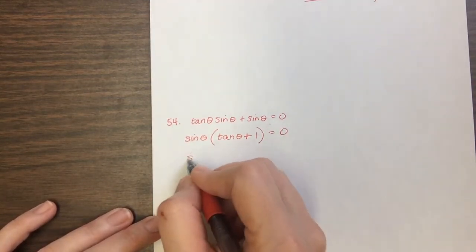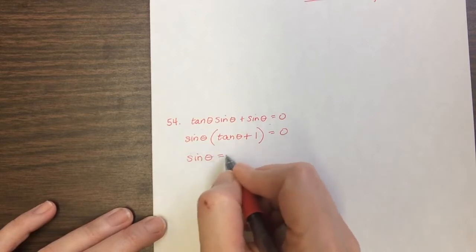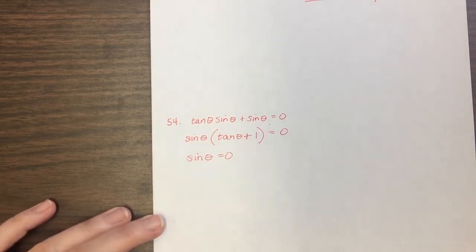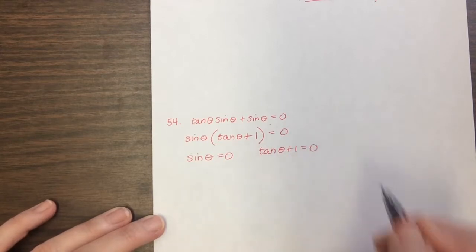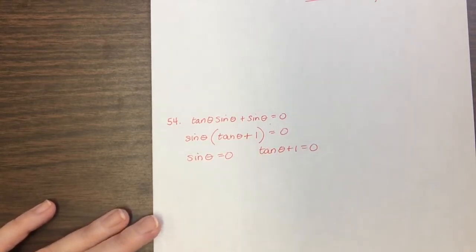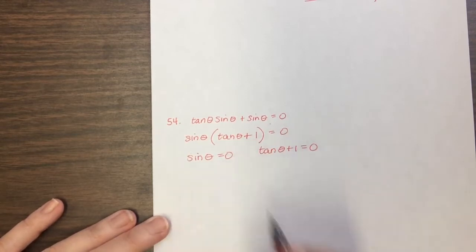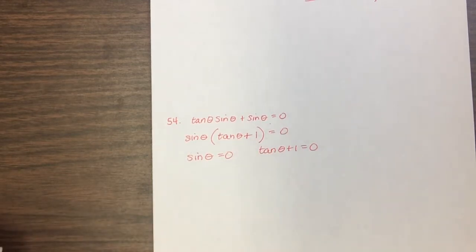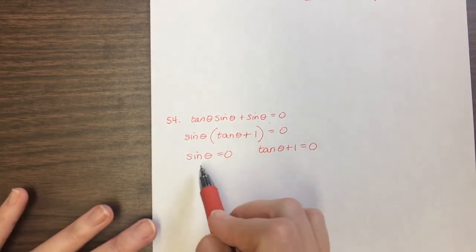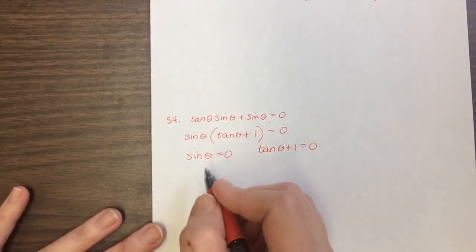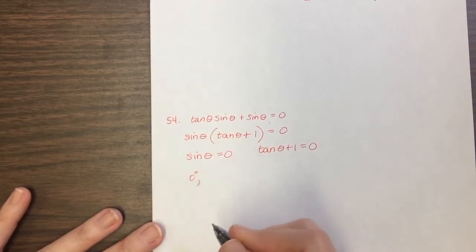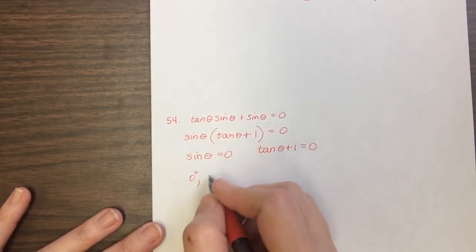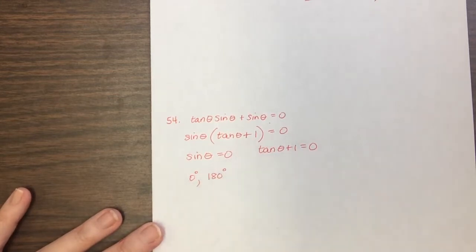Alright, and then I'm looking at the sine of theta equals 0 as one of my factors, and the tangent of theta plus 1 as my other factor, so I'm setting both of my factors equal to 0. And here, the sine of theta equals 0. Alright, let's think about that. The sine of 0 is 0, so I know 0 works. Alright, what else would work? Well, 180 degrees would work.